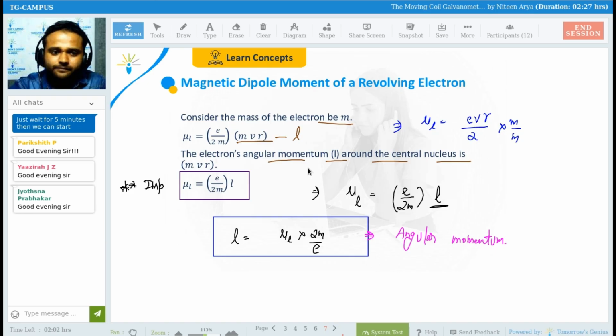Is this clear, everyone? Is this clear, Jyotsna? Okay. Because you are typing something. Okay. So that is why these small formulas are very important.